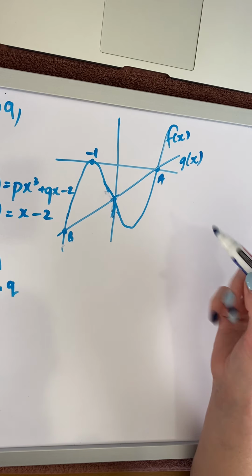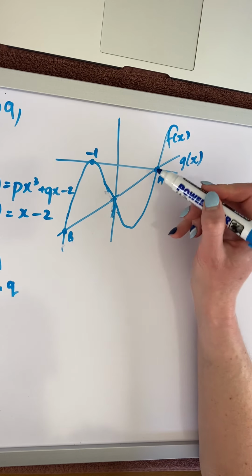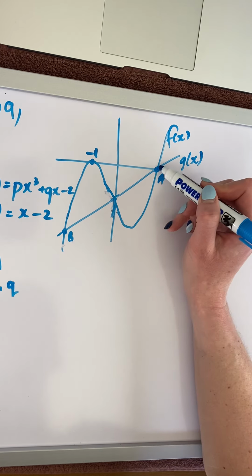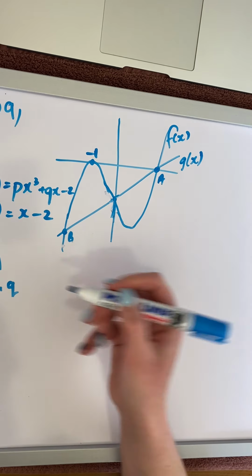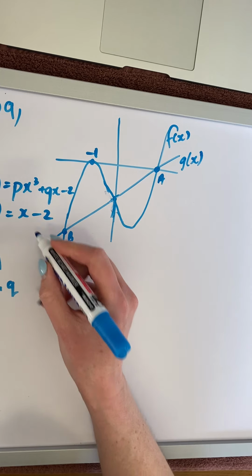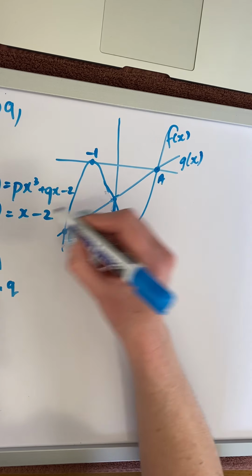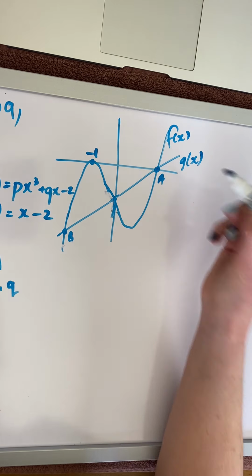So let's look at point A first of all. Now we know that the linear function crosses the x-axis at this point. We have the entire function of the linear function, so in order to find a, all we need to do is find out where on this linear function does y equal 0.